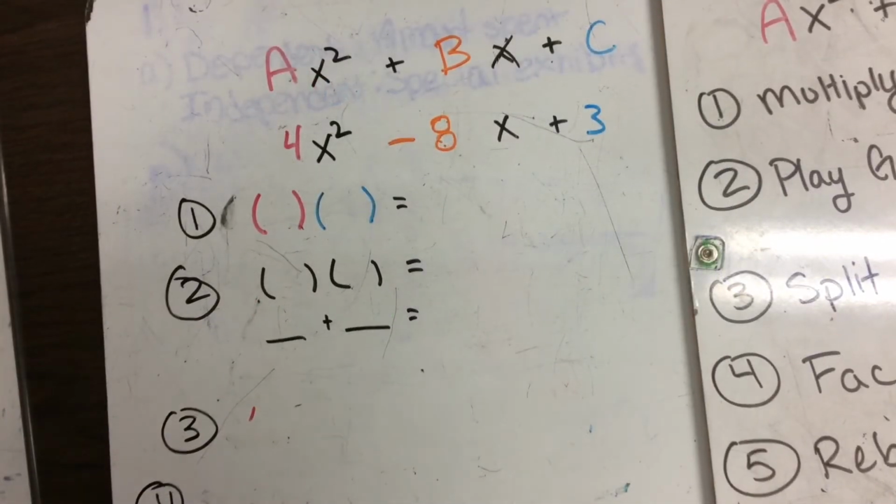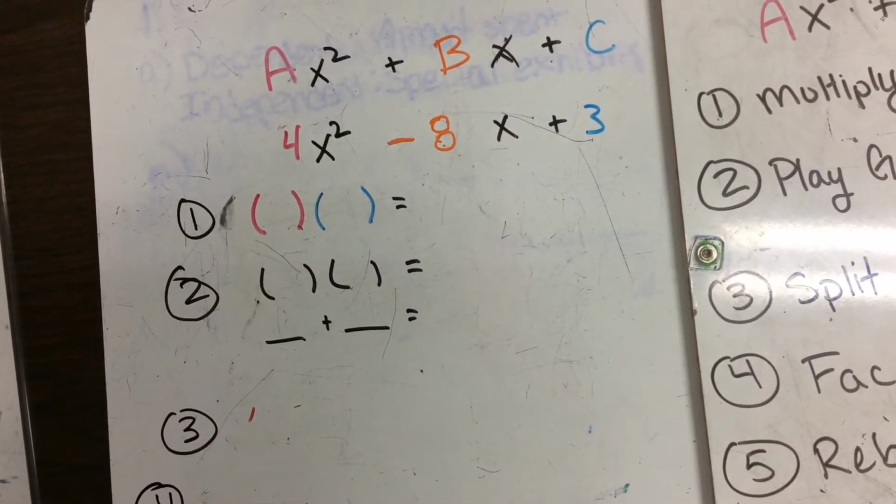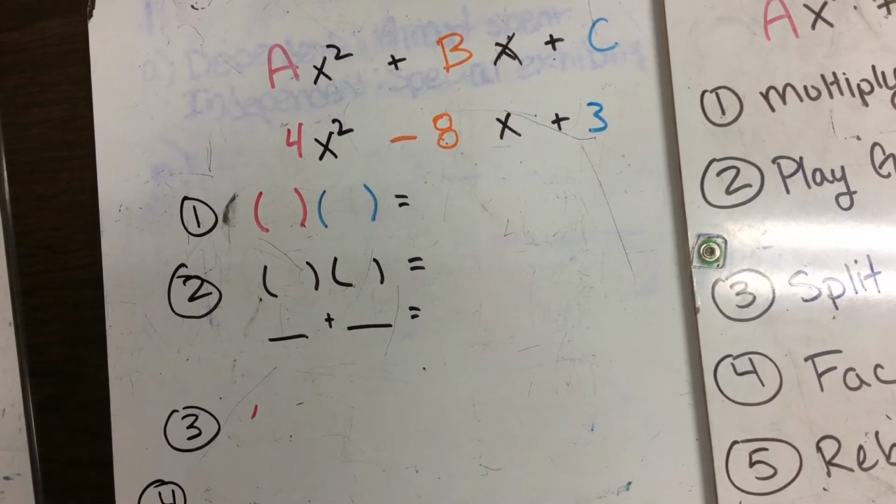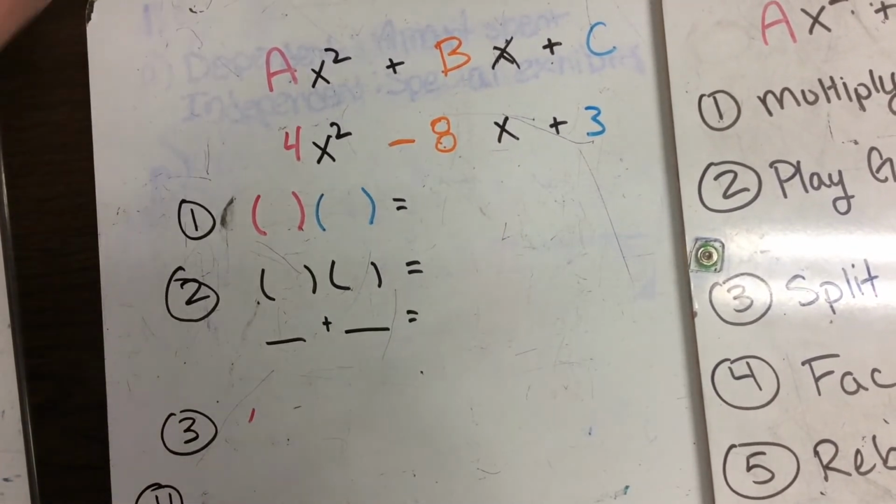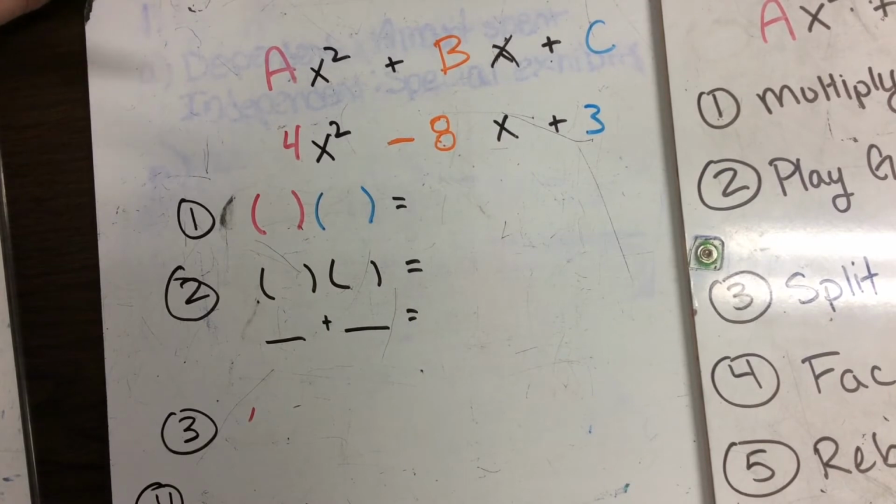All right, let's go ahead and do another one. We have 4x squared minus 8x plus 3 here. Again, first step is we are going to multiply a and c.